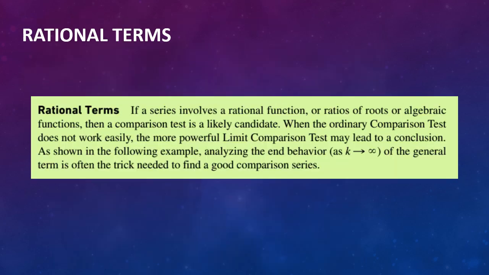The last thing we're going to look at in this section is rational terms. If a series involves a rational function, or ratios of roots or algebraic functions, then a comparison test is a likely candidate. When the ordinary comparison test does not work easily, the more powerful limit comparison test may lead to a conclusion. As shown in the following example, analyzing the end behavior as k goes to infinity of the general term is often the trick needed to find a good comparison test.